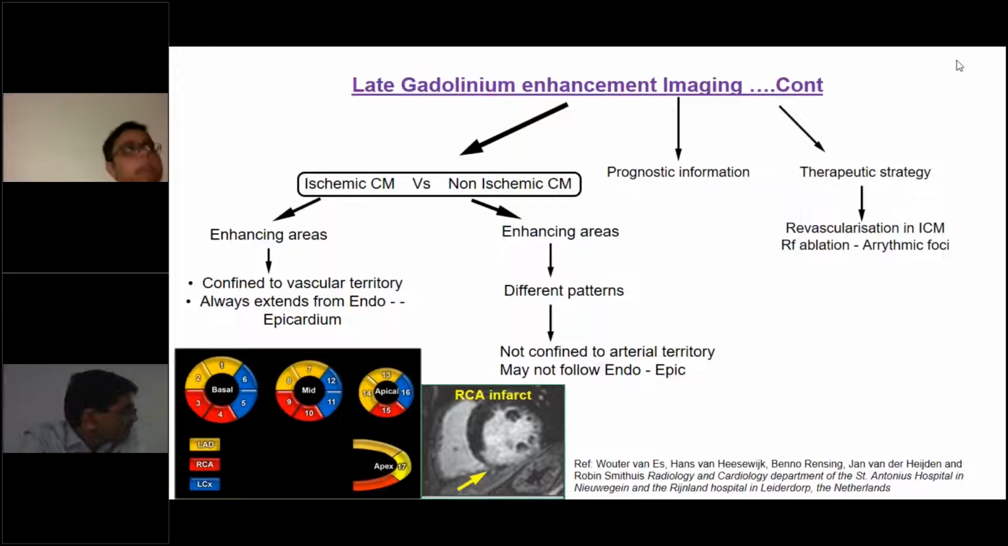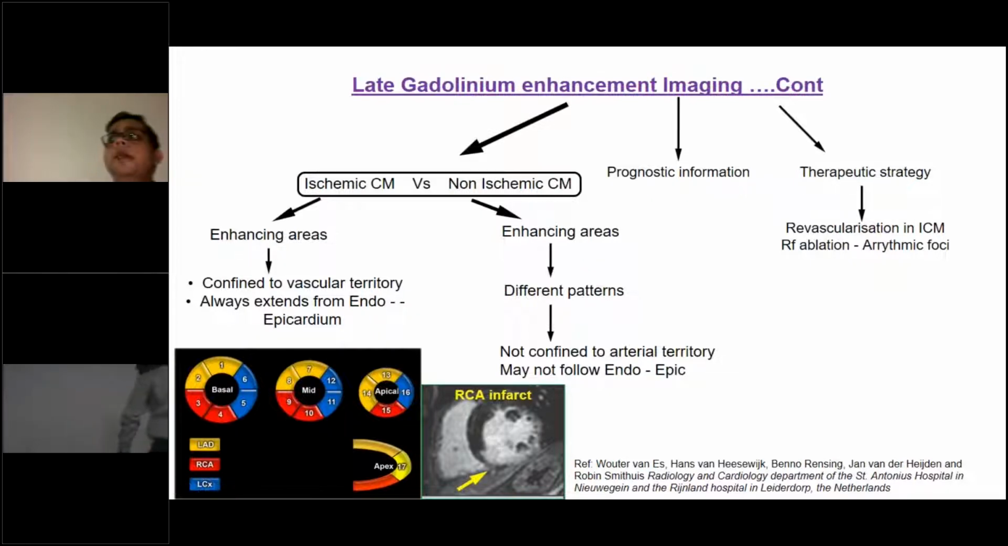For example, in this case, this is a case of right coronary infarct. You see this bright area along the inferior as well as inferior septal wall, and this is the normal myocardium. So you can see this bright area extends from the endocardium to the myocardium with sparing of the outer myocardium. These are the different vascular territories. So this is a case of RCA infarct.